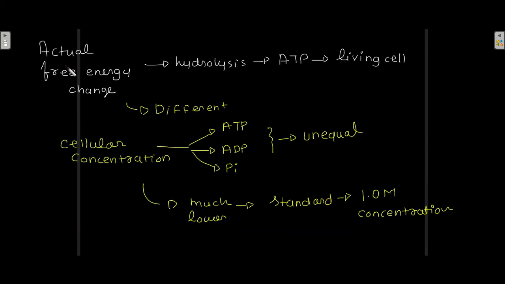Now the actual free energy change of the hydrolysis of ATP in living cell is different because the cellular concentration of ATP, ADP and Pi is unequal, and it is much lower than the standard of 1.0 molar concentration. Okay, so there are two reasons: the cellular concentration of ATP, ADP and Pi is unequal and it is much lower than the standard of 1.0 molar. That is the reason why the actual free energy change of hydrolysis of ATP in a living cell is different.